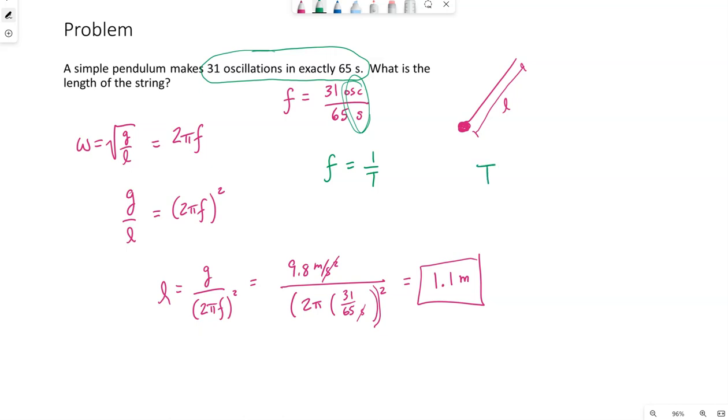So had we wanted to write in terms of period, we would have said that it takes 65 seconds to complete 31 oscillations, so that we would end up with our units of seconds. It's just a common mistake that I see. That's why I bring it up. Watch the units. That's the best way to know whether you have frequency or period.